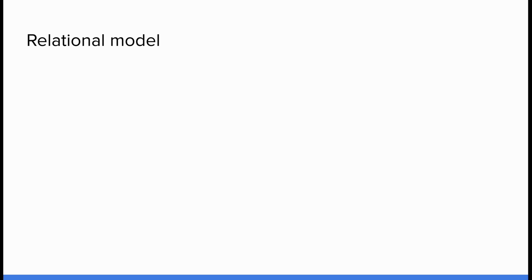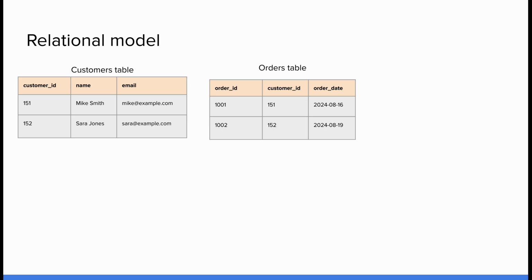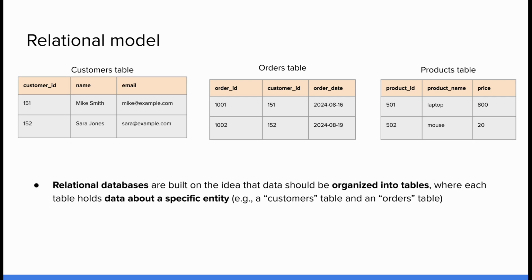So let's say we have three tables: a customers table, an orders table, and a products table. The whole idea behind relational databases is that data should be organized into tables like this, each one representing a specific entity, such as in this case having one for customers, one for orders, and one for products.